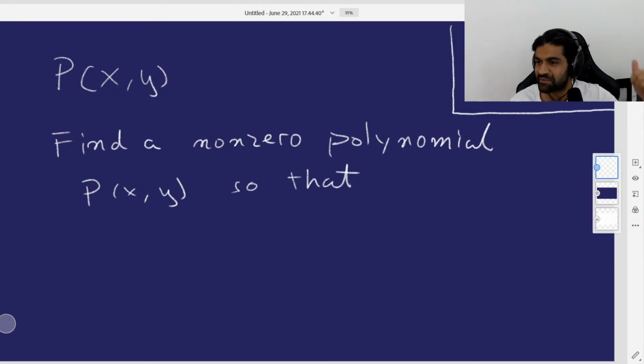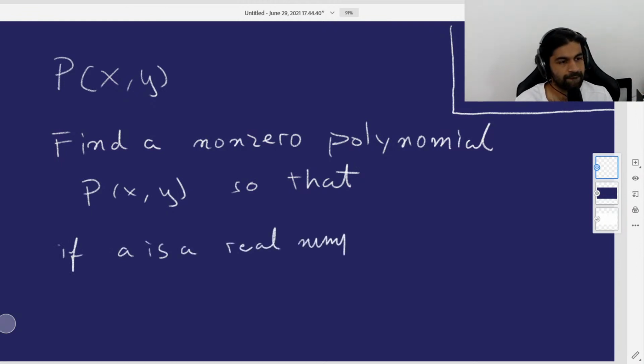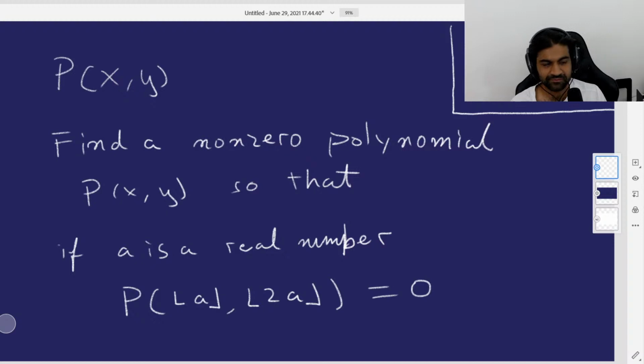if I hand you a real number a, so if a is a real number, then when you do p of the floor of a, comma, the floor of 2 times a, you always get 0. Let me know if there's anyone in the chat right now who doesn't know what a floor is. A floor is the largest integer less than or equal to a number. So the floor of 2.1 would be 2. Okay. Hopefully that all makes sense.